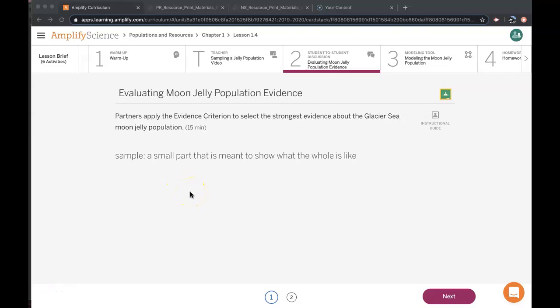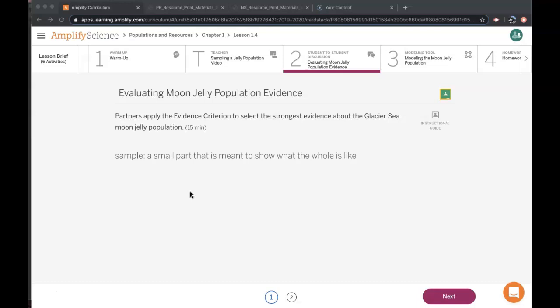This is Populations and Resources Lesson 1.4 Activity 2. You should have just watched the video about how scientists sample jelly populations in oceans. So the ecologists in the video discussed that it's often impossible to count all of the organisms in a population. So instead, ecologists collect samples to provide an accurate picture of how the population is really changing.